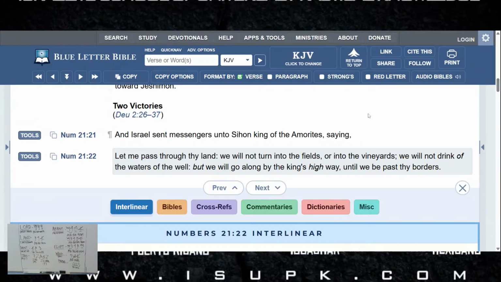All right. So now, this is what it says in English. It says, let me pass through thy land. We will not turn into the fields or into the vineyards. We will not drink of the waters of the well, but we will go along by the king's highway. So it says, so it was by the king's highway was first. By the way was by the highway of the king. That's our language. By the way or by the highway of the king, we will go.